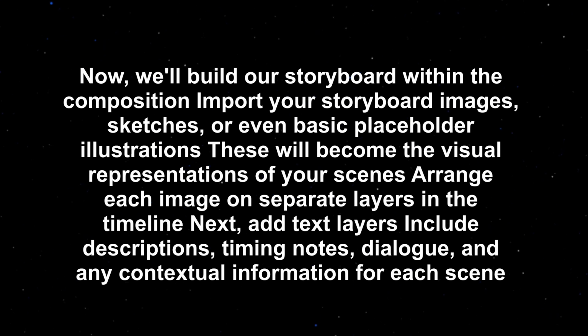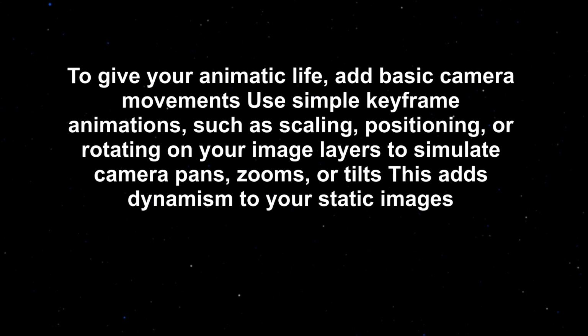Next, add text layers. Include descriptions, timing notes, dialogue, and any contextual information for each scene. To give your animatic life, add basic camera movements. Use simple keyframe animations, such as scaling, positioning, or rotating on your image layers to simulate camera pans, zooms, or tilts. This adds dynamism to your static images.